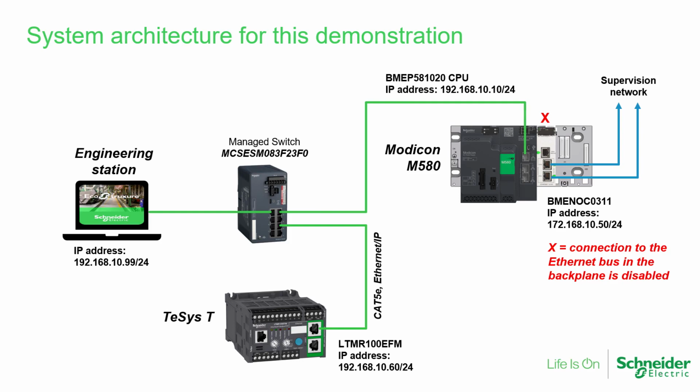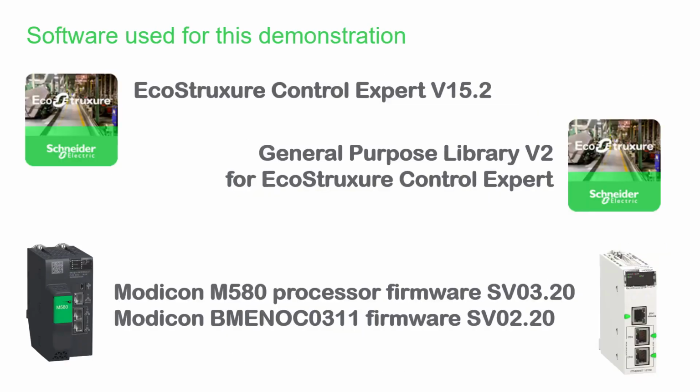So, to remotely identify the CPU and NOC modules via the supervision network, explicit messaging will help us to make this data available in the PLC's registers, even when the NOC module connected to the supervision network does not have its communication enabled with the Ethernet bus of the backplane. For your reference as well, the software and firmware versions successfully tested for this demonstration are listed on this slide.